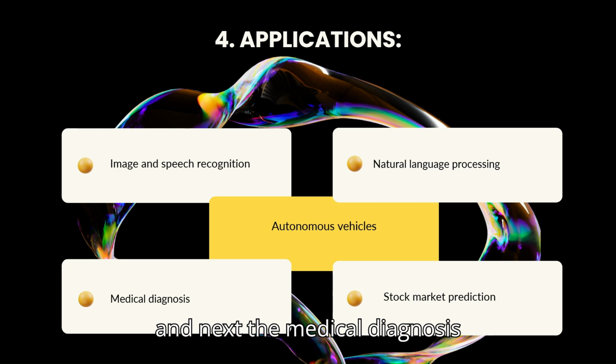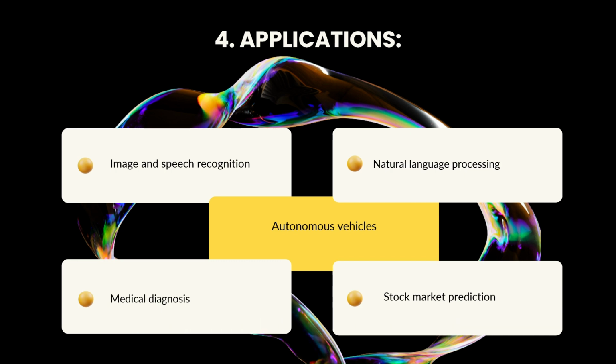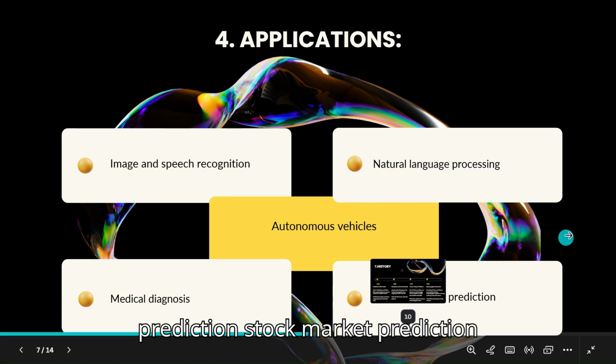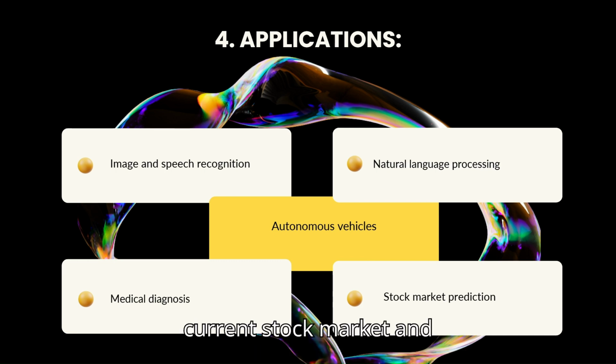And next, medical diagnosis, like helping doctors predict diseases earlier, like tumor prediction and cancer detection. And next, stock market prediction, that is analyzing trends and data in the current stock market. And next, natural language processing, powering chatbots and language translators. And yes, even self driving cars are fueled by these neural brains.